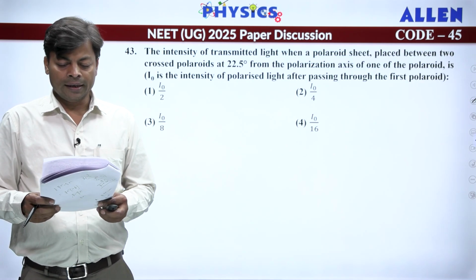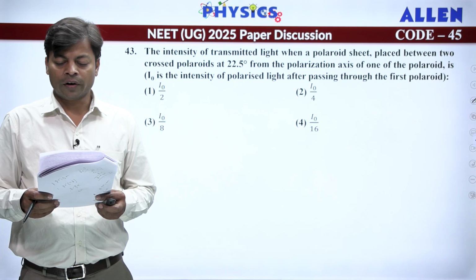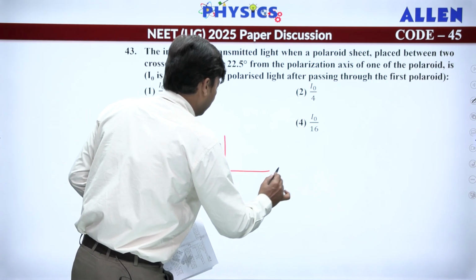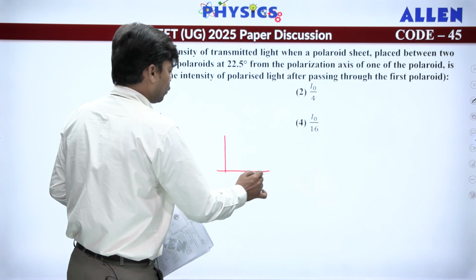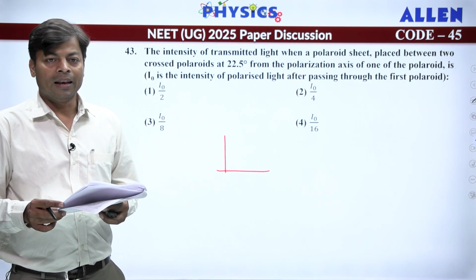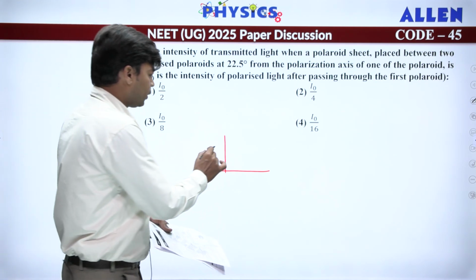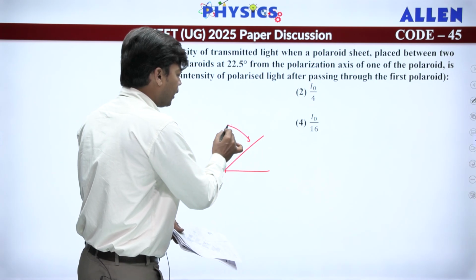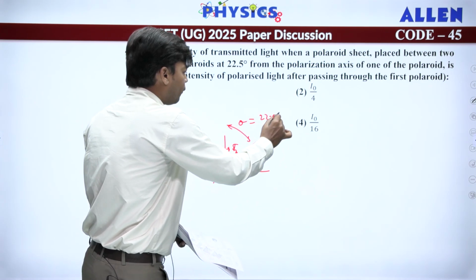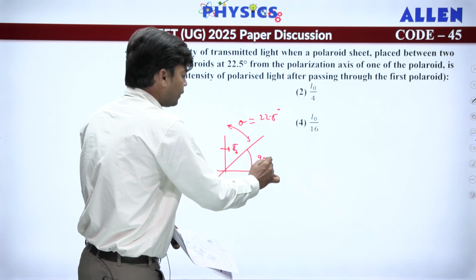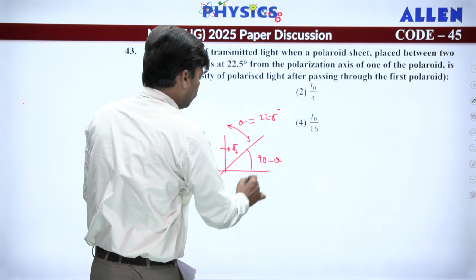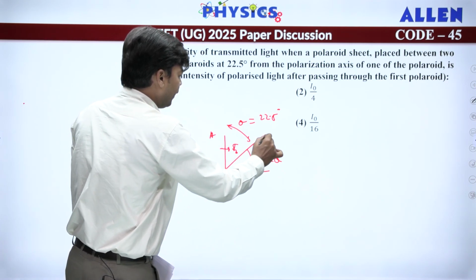We'll do question number 43. It says the intensity of transmitted light when a Polaroid sheet is placed between two crossed Polaroids at 22.5. So the first Polaroid is, let's say, this angle. The second Polaroid is horizontal. This is Polaroid number 1. This is Polaroid number 2. And it says that the light coming out of the first Polaroid is I naught. And there is another Polaroid at angle theta. Theta is equal to 22.5 degree. So this angle will be 90 minus theta. So here, the output after Polaroid A, B, and C.